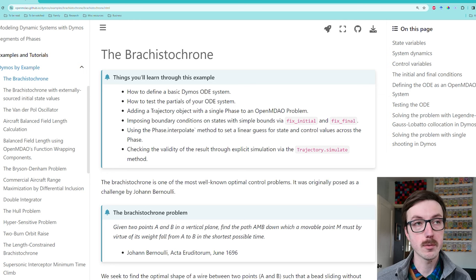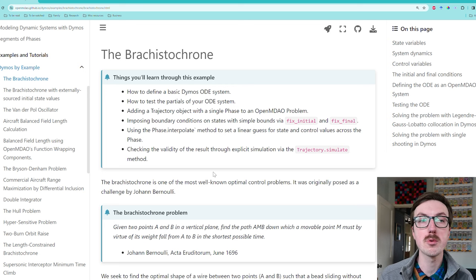Now, I did not write this doc page. Rob Falck did, and Rob did a great job. He says things you'll learn in this example, and he shows you what we're going to go through. This is the most simple. It's the first example. So here we're talking about defining a Dymos ODE system, or ordinary differential equation system, how to test the partials, how to add a trajectory object, and actually solve for the optimal trajectory to go from point A to point B in this case.